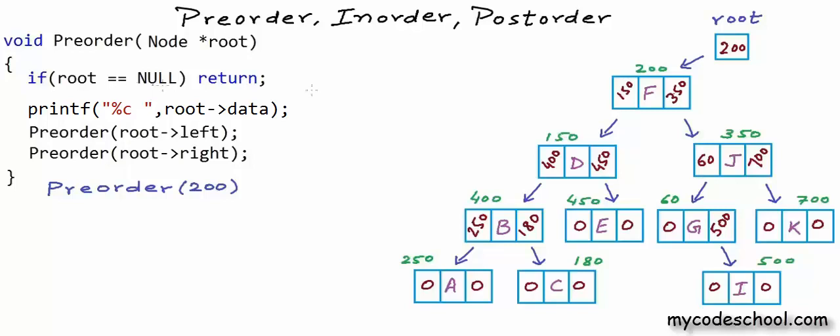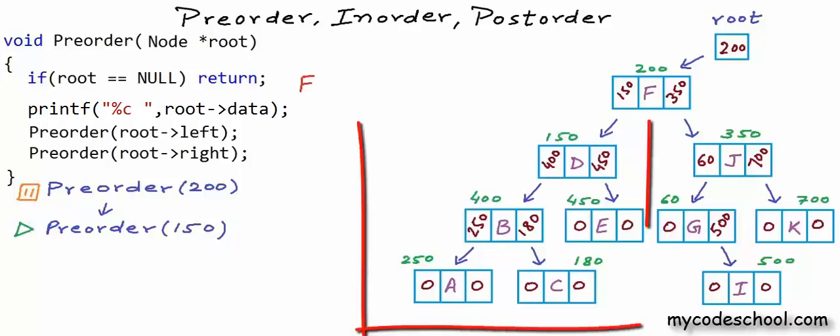We will go ahead and print the data in this node at address 200. I'll write output for all print statements here. And now this function will make a recursive call. Execution of this particular function call will pause. It will resume only after this recursive call preorder 150 finishes. This second call is to visit this left subtree. The address of the left child of node at 200 is 150.